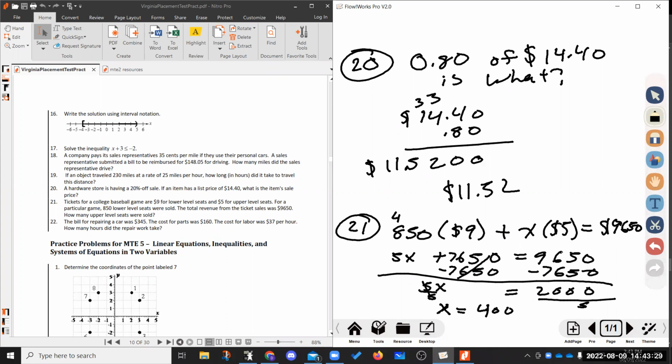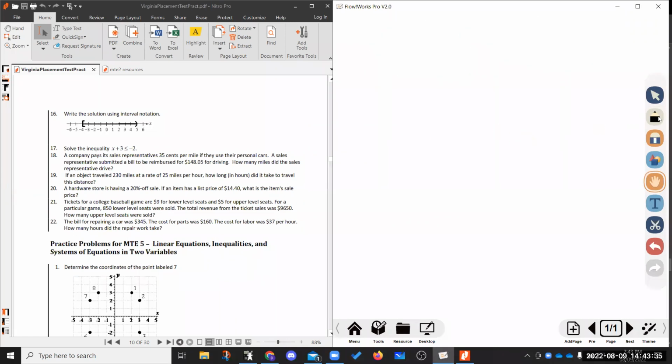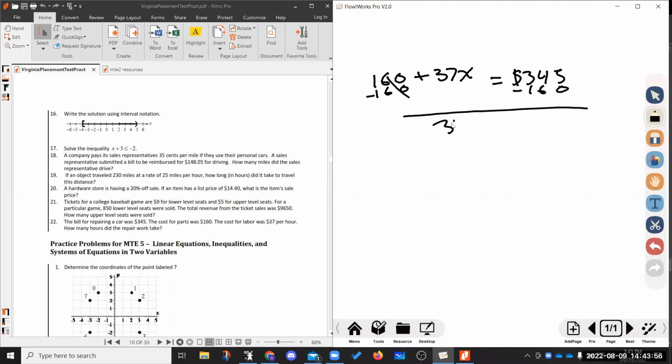All right. Last problem, number 22 for this section, asks us the bill for repairing a car is $345. The cost of the parts, the fixed cost of $160, plus the cost of labor was $37 per hour. How many hours did the repair take? So we're going to subtract 160 and get 37x is equal to 185. Divide both sides by 37. And we get that it was exactly equal to 5 hours.